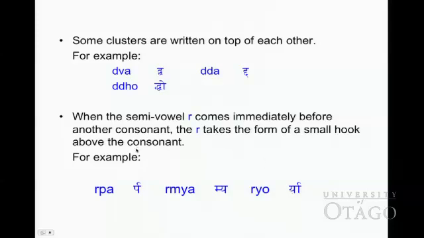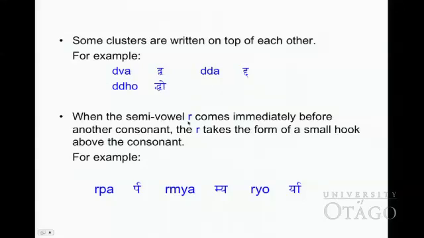But some clusters are written one on top of the other. For example, dwa: above is d, and va you put beneath the da. So it will be dwa. This one is dada and dado, like this.